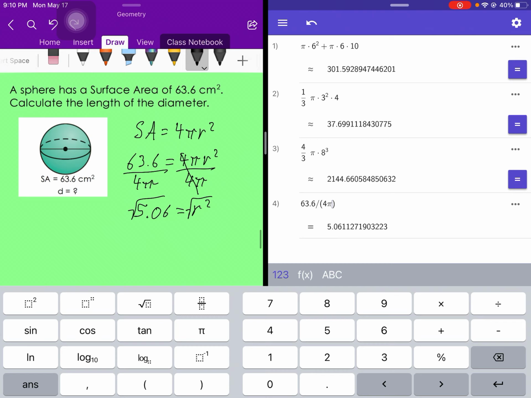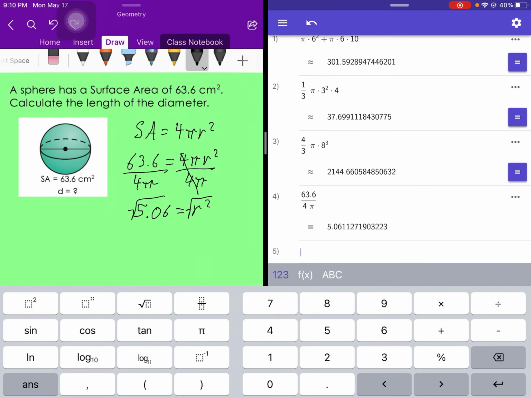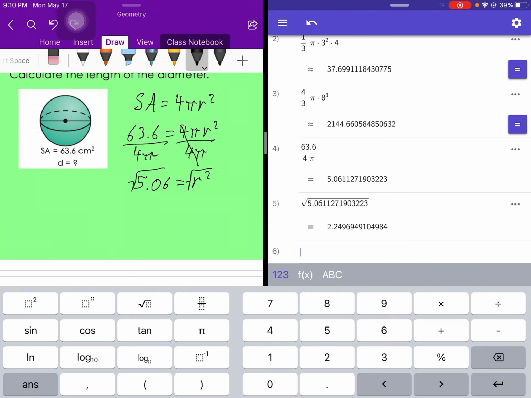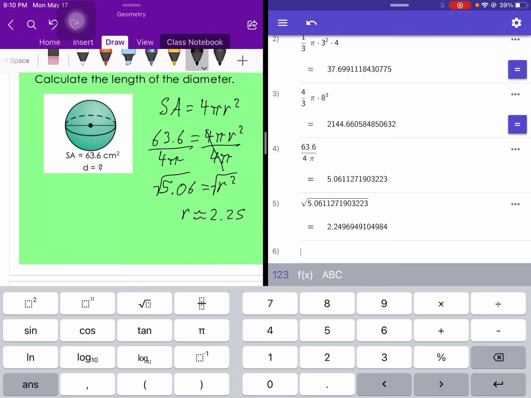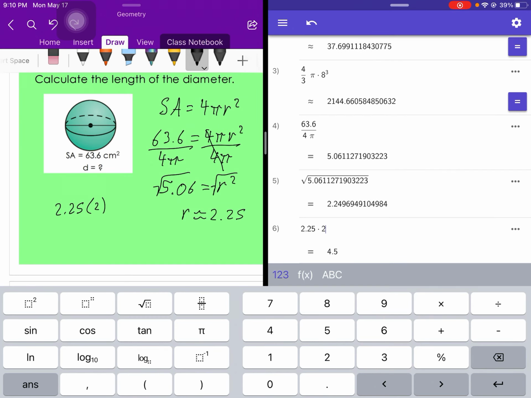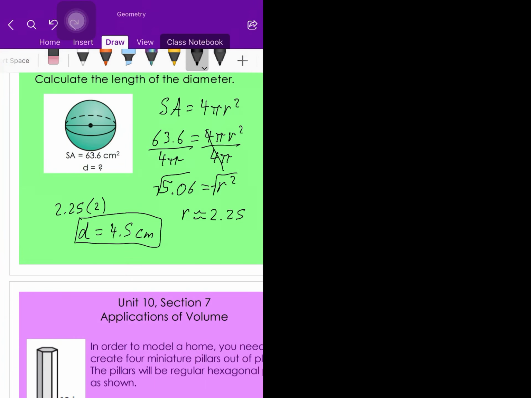So now we want to find just the radius, so we got to take the square root of each of these. So then I'm going to hit square root, answer, enter, and I get r is approximately 2.25. But that's the radius. We need to find the diameter. So we need to take 2.25 times 2. And so diameter is 4.5, and that would just be centimeters, not squared or cubed, because it's one-dimensional.